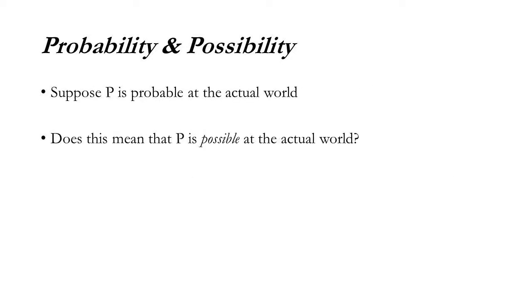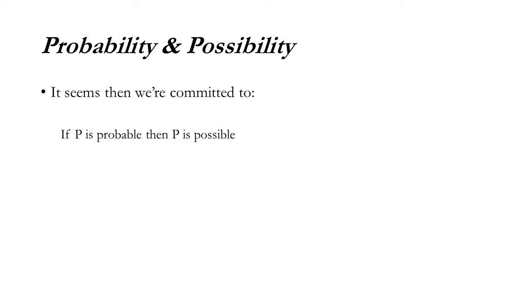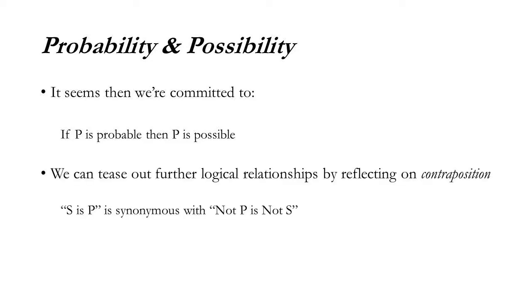Now, suppose P is probable at the actual world. Remember, P could be any statement, like John is bald. It's probable at the actual world. Do you think that means that it's possible at the actual world? I would say so. Now, suppose P is probable at the actual world. Do you think that means that P is necessary at the actual world? Boo. It seems then we're committed to the following. If P is probable, then P is possible.